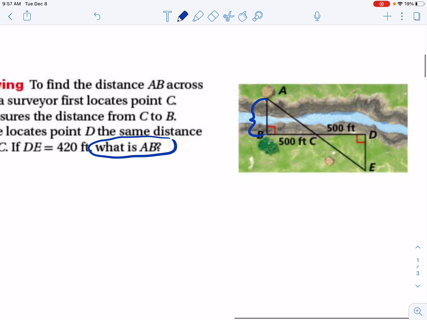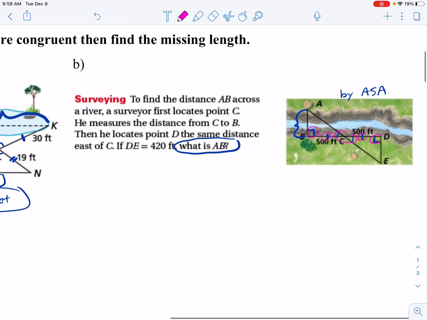Well, we have a pair of 90-degree angles, and we have a pair of congruent sides. We also have vertical angles here as well. So these two triangles are congruent by angle-side-angle, right? Here's your angle, here's the side, and then the angle. So the side is included in those two angles. So that means the two triangles are congruent.